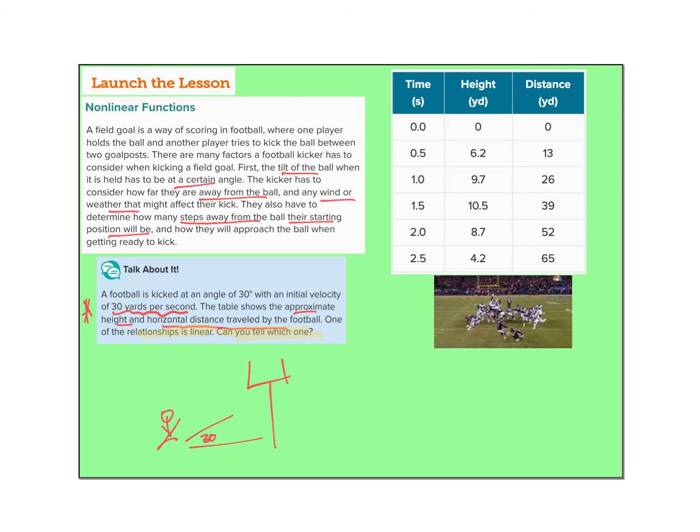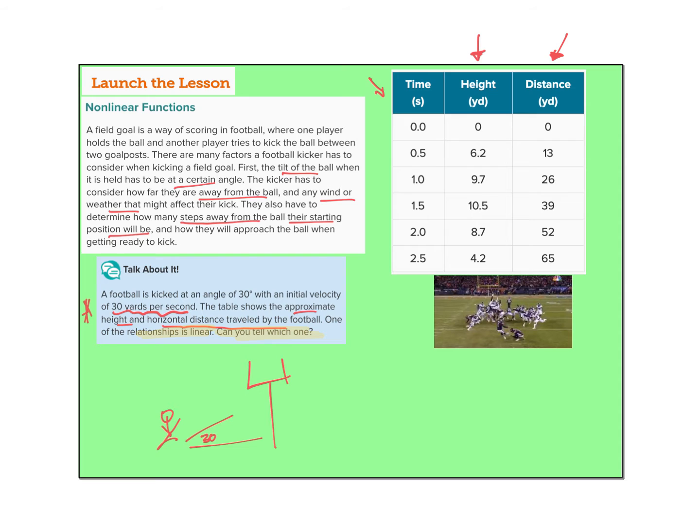So I have two things over here. I'm looking at the time and then comparing the height, how high the football is in the air, and the distance, how far it travels. One of these is linear. Which one do you think it is and how can you tell by looking at the table?